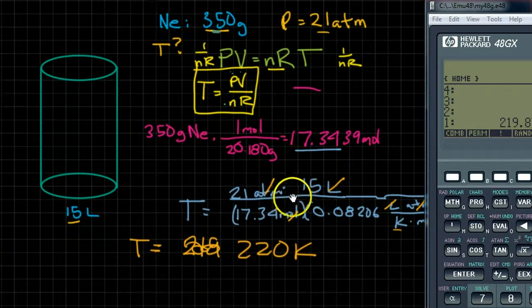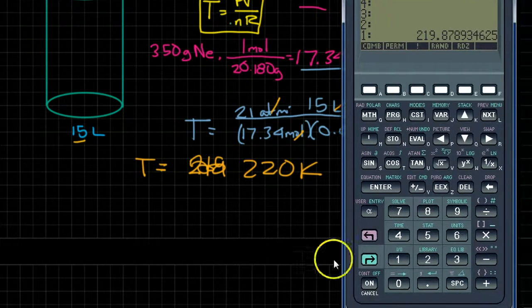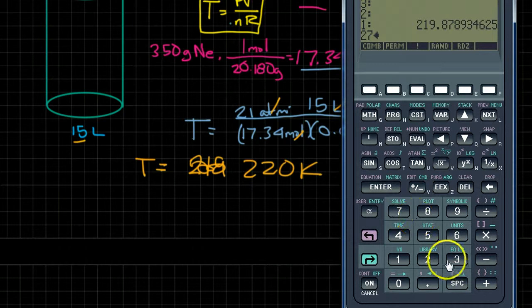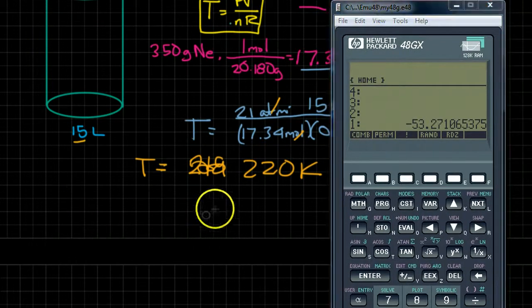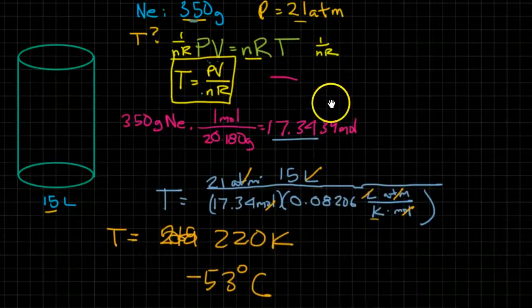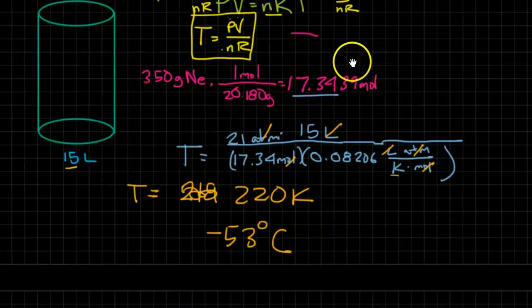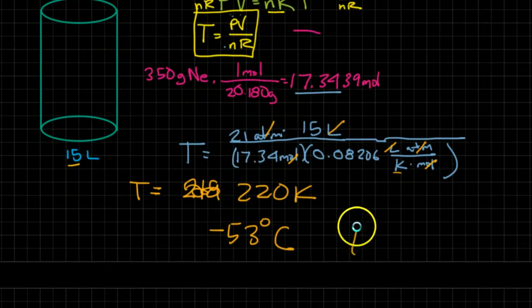I guess we could look at that in terms that are a little bit more familiar. So let's say 273.15 and subtract that. So that's going to be, wow, pretty cold, right? 53 below Celsius is what it's going to take to fit a mere 350 grams of neon into a space that's only 15 liters. So, you could lift it easily, but your hands would get hurt because they'd be freezing.